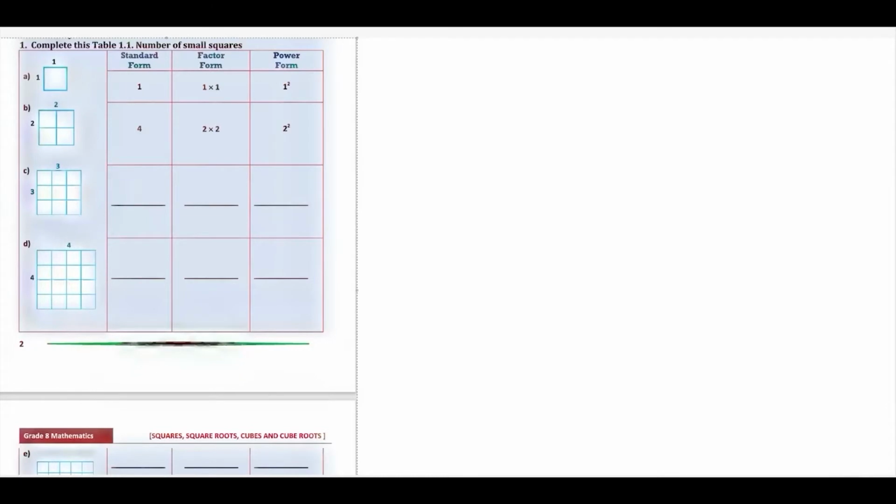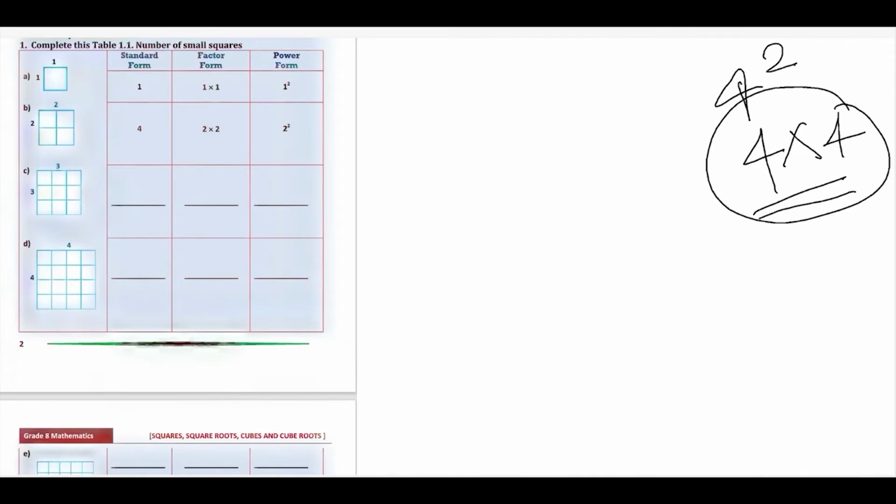Let's begin. So what is square? Multiplying a number with itself. For example, 4. So the square of 4 will be multiplying 4 with itself, which becomes multiplying 4 two times, called as 4 square. What is the pictorial representation?